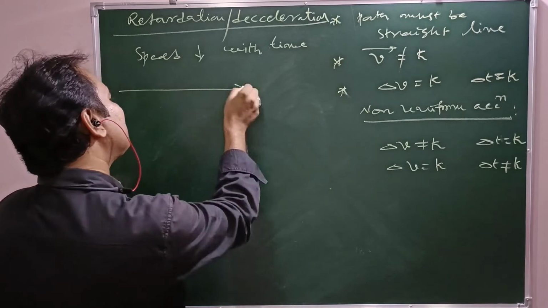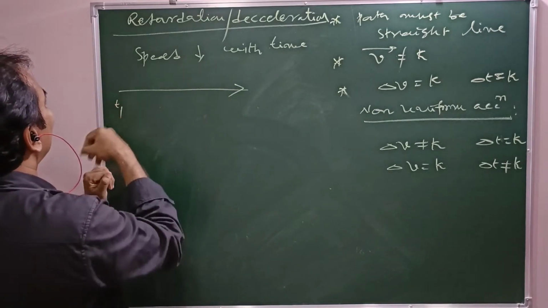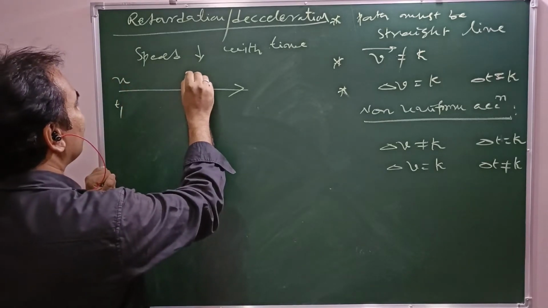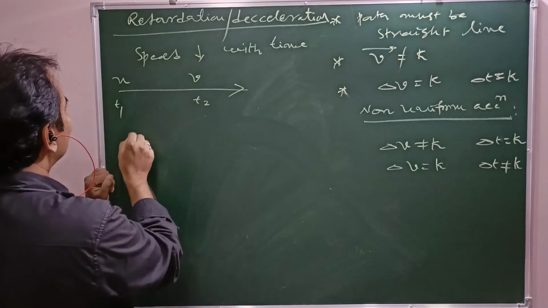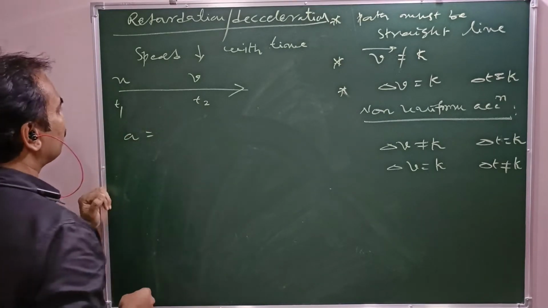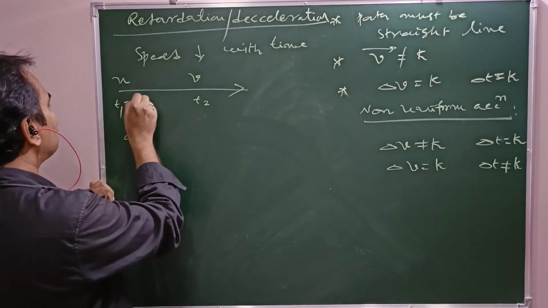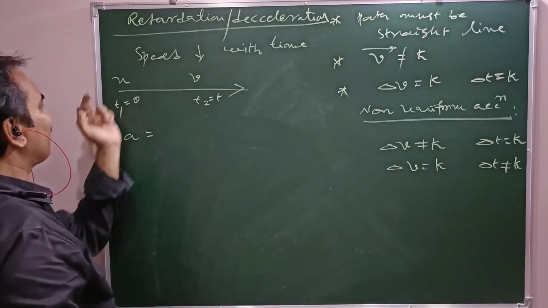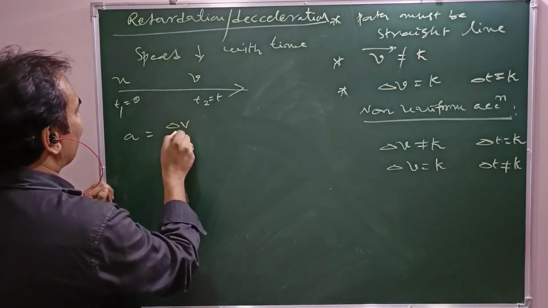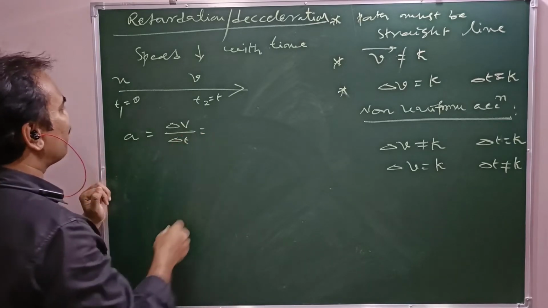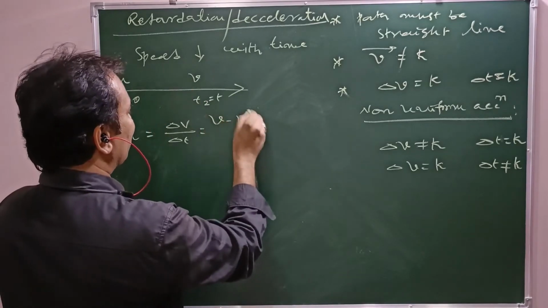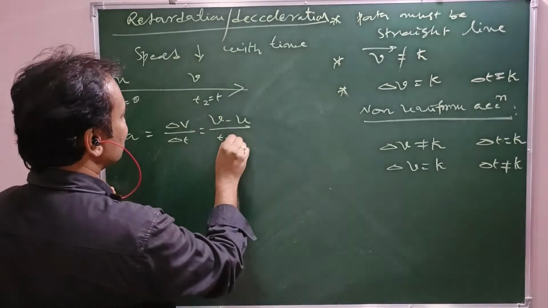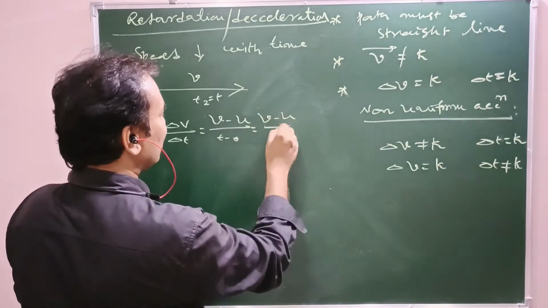Suppose this is the path of a particle, right? At t1, what is the velocity? U. At t2, what is the velocity? V. Now, what is the expression for acceleration? A equal to V minus U, suppose t1 equal to 0, t2 equal to t as an example. Acceleration means change in velocity by time, delta V by delta t. Delta V means V minus U, by delta t means t2 minus t1, that is t minus 0. That is V minus U by t.